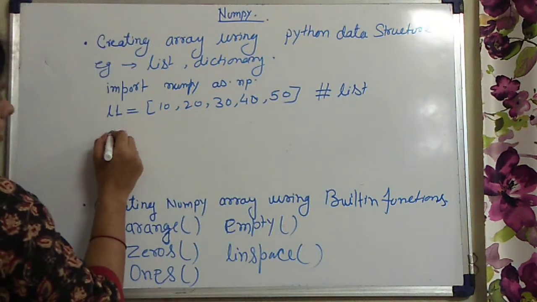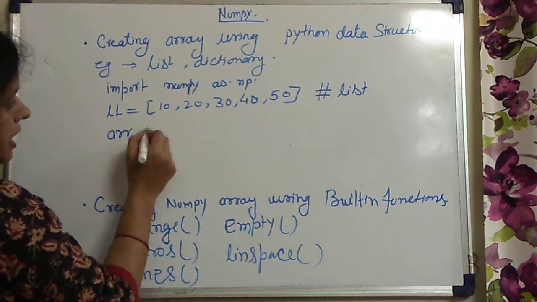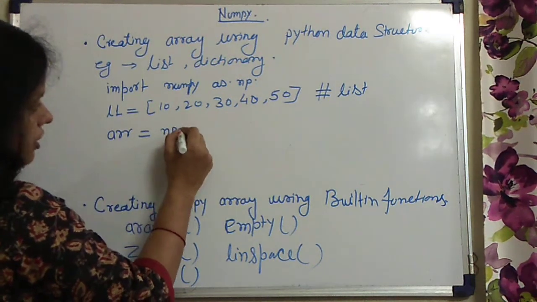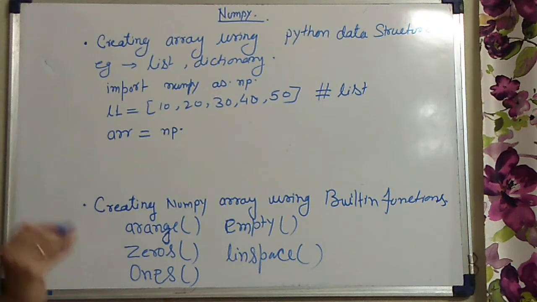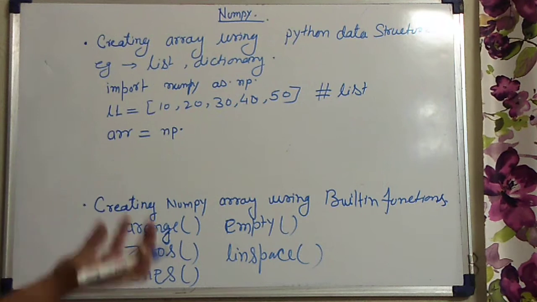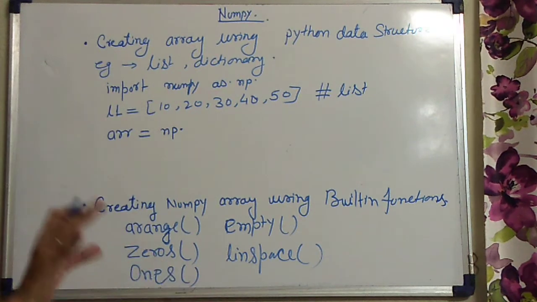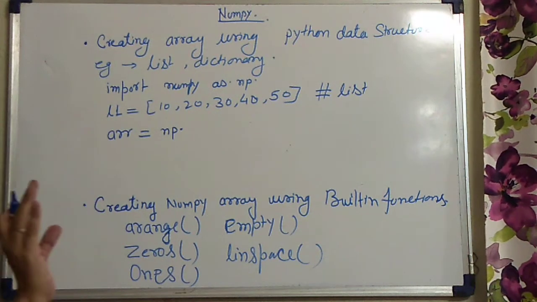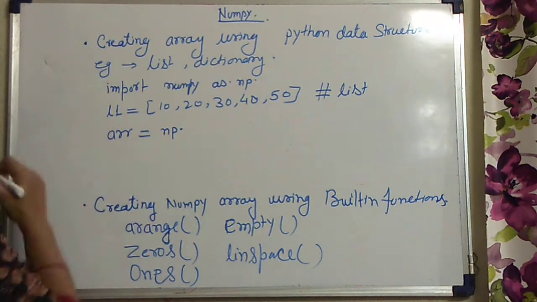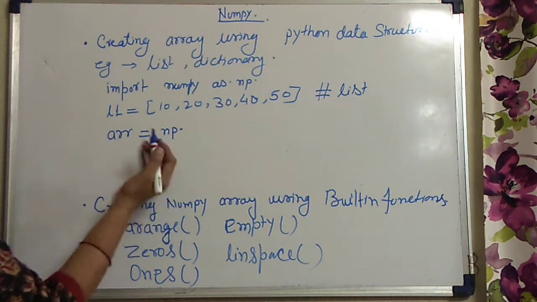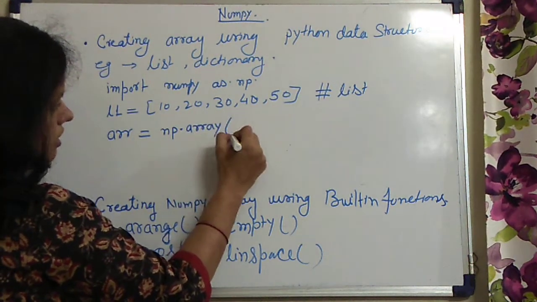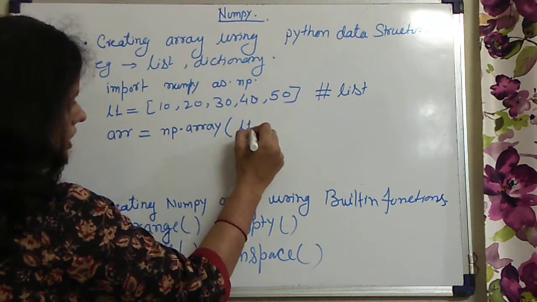Then come to create a NumPy array. arr is the name of the array. Then np dot, as you are very well familiar, if a function is wrapped inside a class or a library, it must be accessed using its object. So np dot array and L1. Clear?